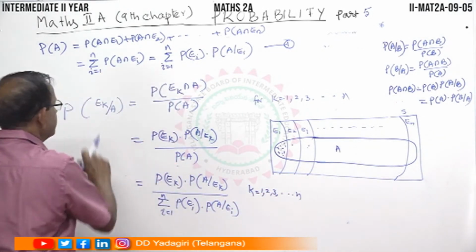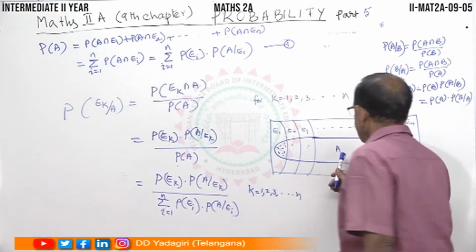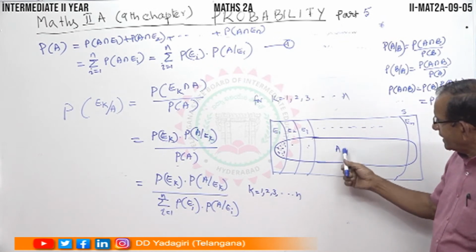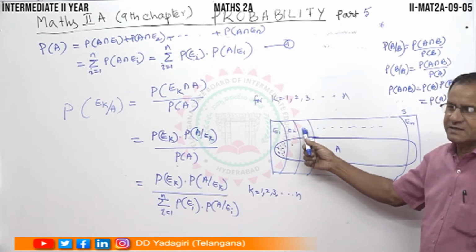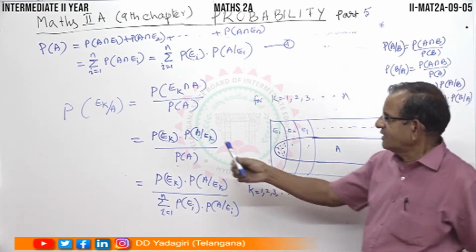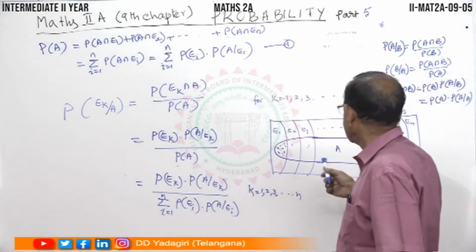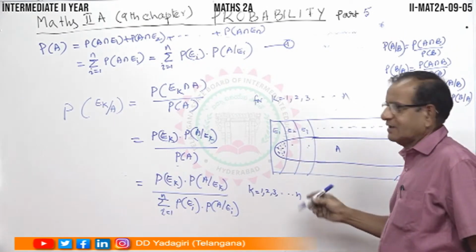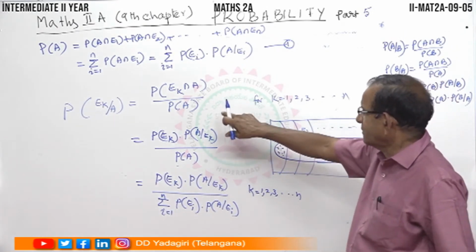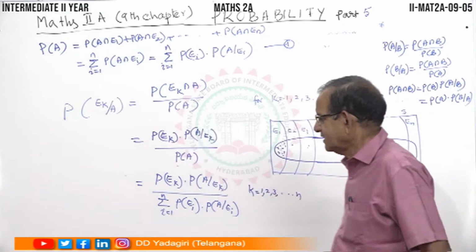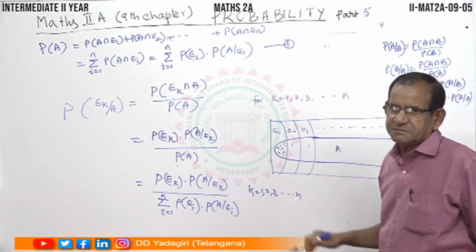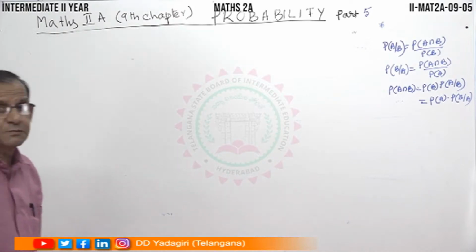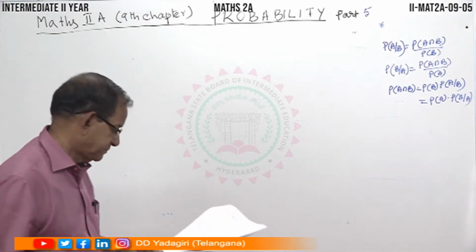Now this is the probability. It is given that an event A has happened. When A has happened, what is the probability for E3? That is P of E3 given A. You will get it from this. Suppose when A has happened, what is the probability for E2? That is P of E2 given A. We put k equal to 2 like that. So that is the Bayes theorem. Now let us see some applications of this. Let us take this problem on Bayes theorem.